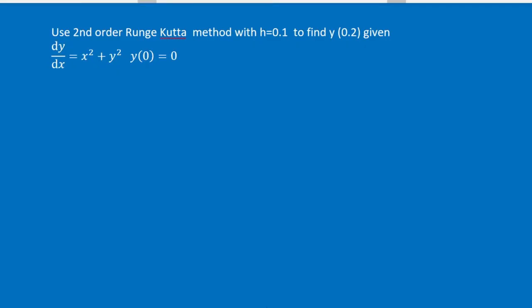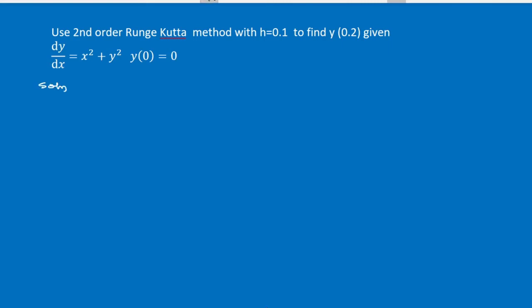Consider the problem. Use second order Runge Kutta method with h is equal to 0.1 to find y at 0.2, given dy by dx is equal to x square plus y square and y of 0 is equal to 0. So we will do the problem.